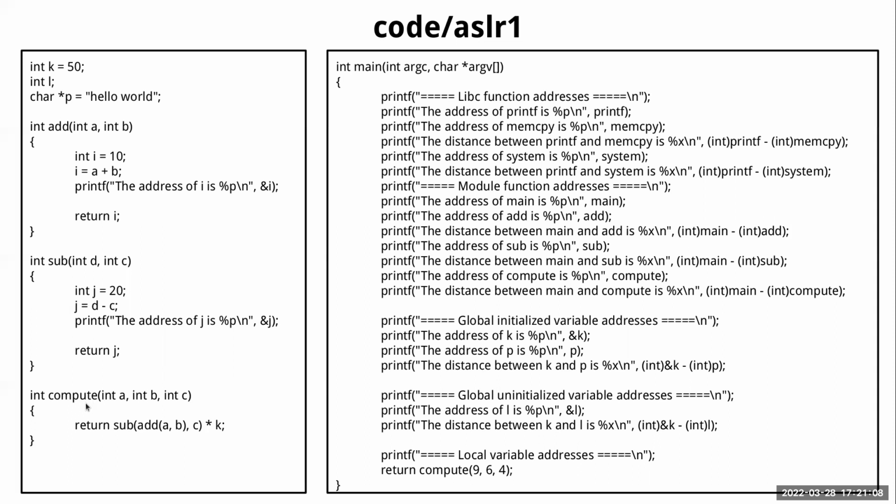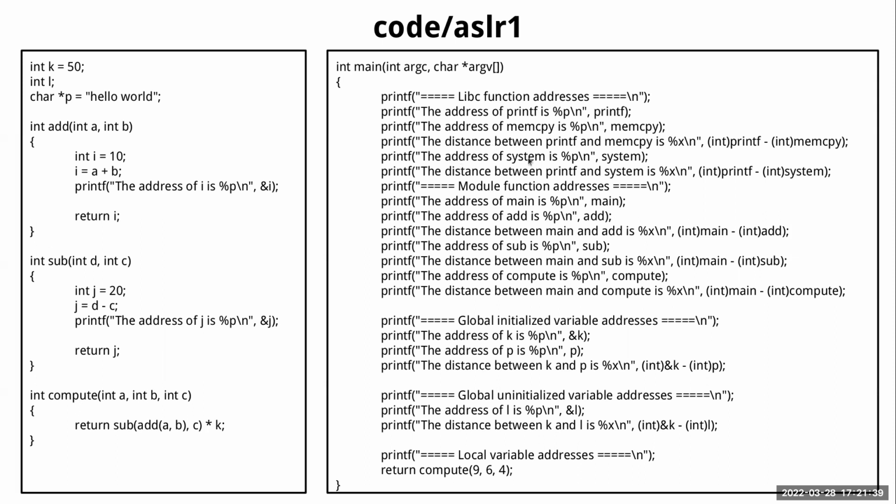Then we also have another function, compute ABC, where we just call subtract and add. That's the compute. Compute doesn't have any local variables. The main function will only print out the address of everything and call this compute. It prints out first the C library functions' addresses, to print out where printf is, where memory copy is, and the distance between printf and memory copy.